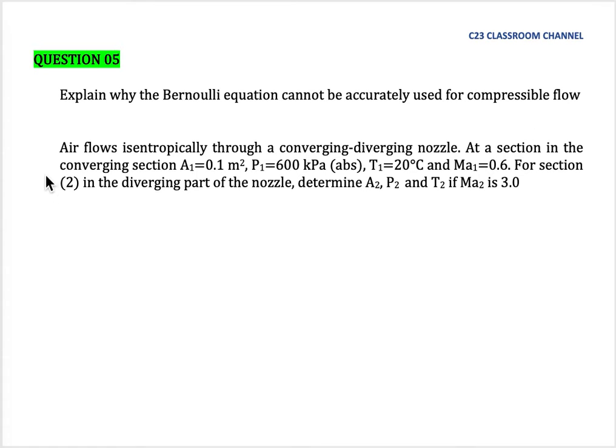And for the other question, we have air flows isentropically through a converging diverging nozzle. At a section in the converging section, A1 equals 0.1 meter square, P1 equals 600 kilopascal absolute, T1 equals 20 degrees Celsius, and Mach number 1 is equal to 0.6. For section 2, in the diverging part of the nozzle, determine A2, P2, and T2 if Mach number at point 2 is 3.0.